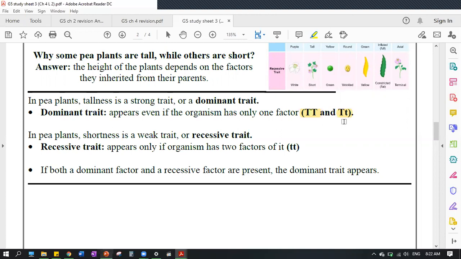So in the second example, you have one T capital and one T small. Which one will appear? What do you think this plant will be? Will it be tall or short? T capital, tall. Yes, it will be tall because it carries both factors, but dominant is the one that will appear.